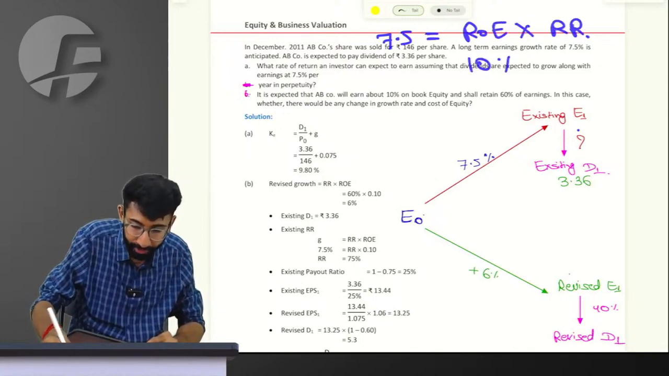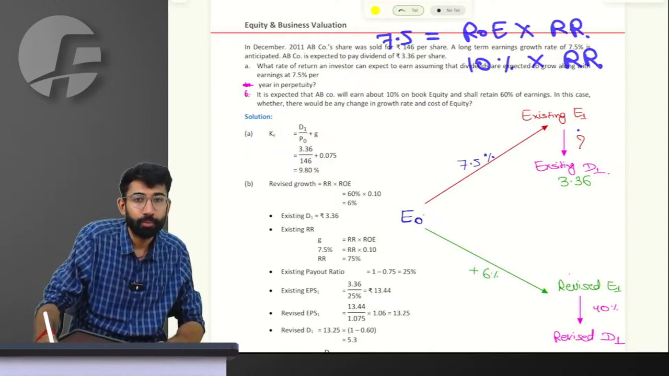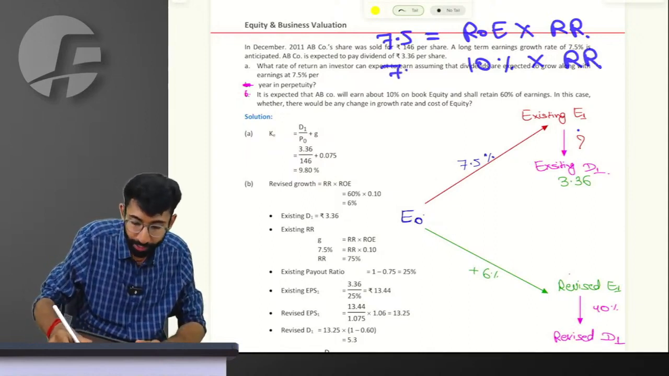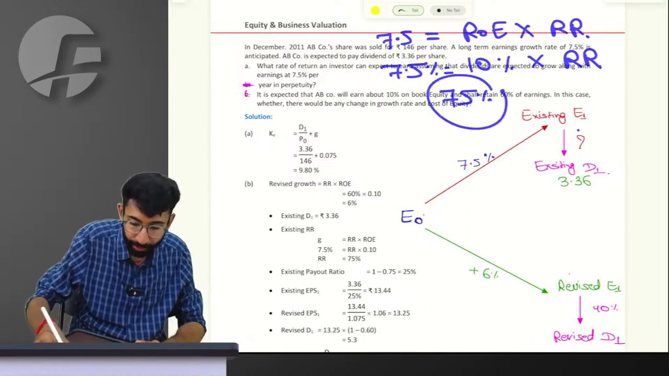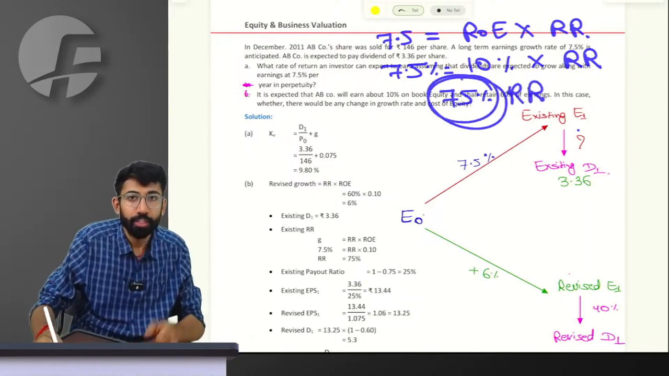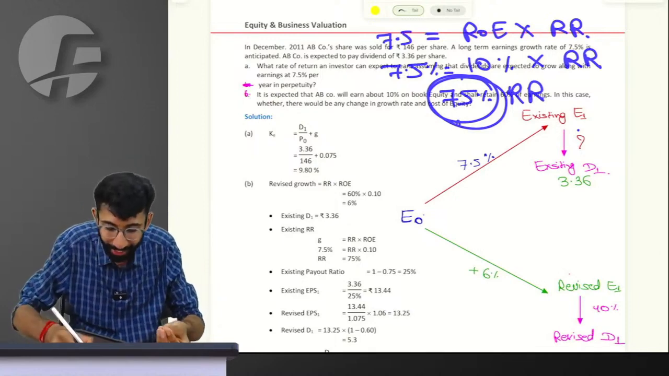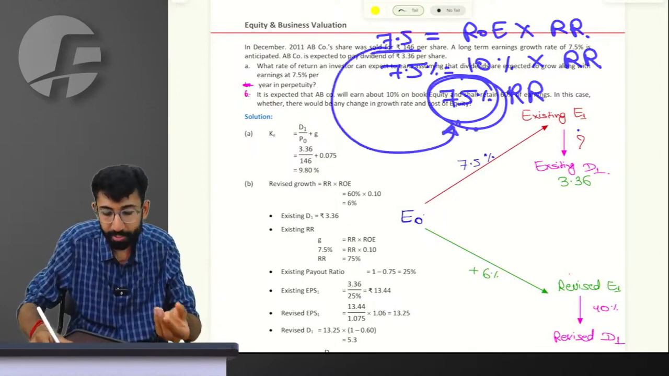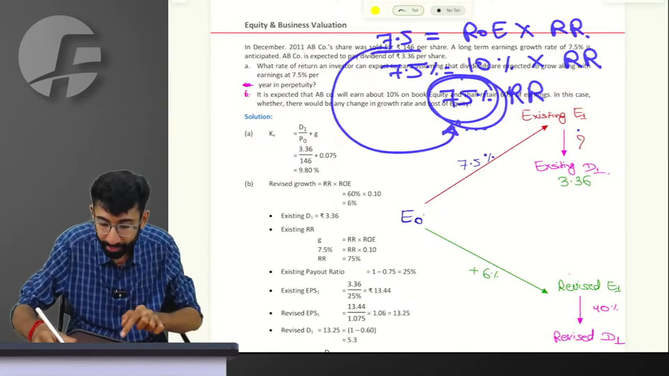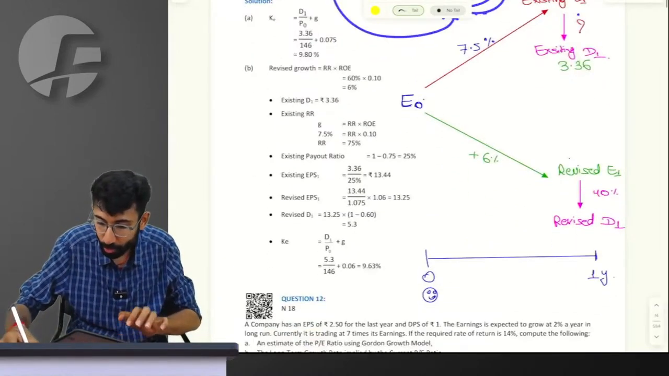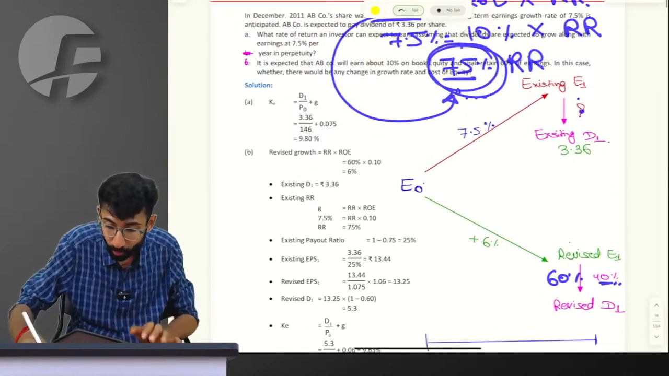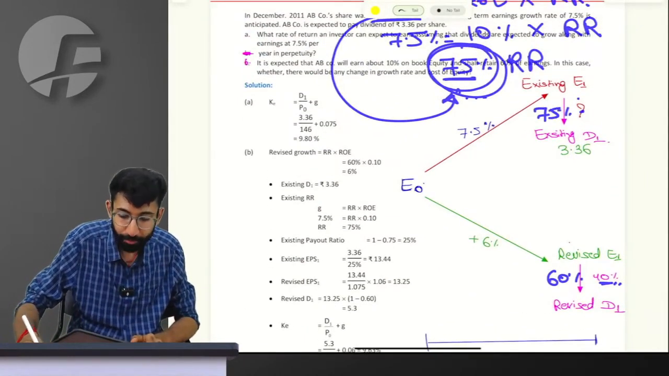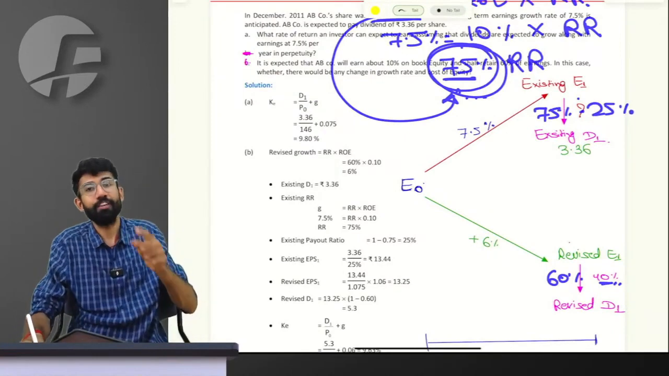If my ROE is 10%, can you back calculate the retention ratio? Obviously, 7.5% divided by 10% gives you a 75% retention ratio. Which means the existing growth rate is based on the existing retention ratio. From 75%, the retention ratio will change to 60%, which is why the payout is 40% now. Right now, if the retention ratio is 75%, the payout ratio is 25%.